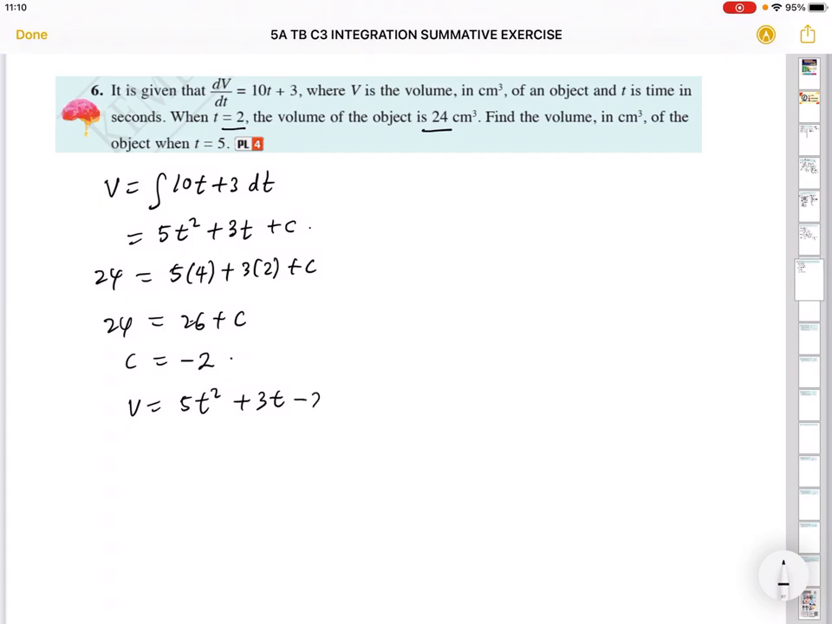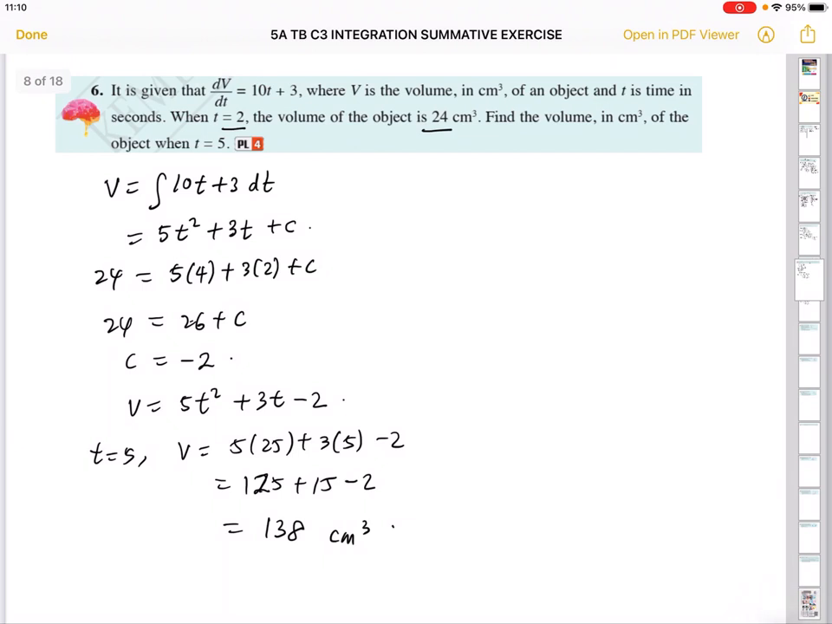And we're supposed to find the volume when t is 5. So when I sub inside, 5 squared is 25. 3 times 5, you can write 15 straight away. So this will be 75 plus 15. Sorry, it's not 75, it's 125. 5 times 25 is 125 plus 15 minus 2. Answer 138. Alright.